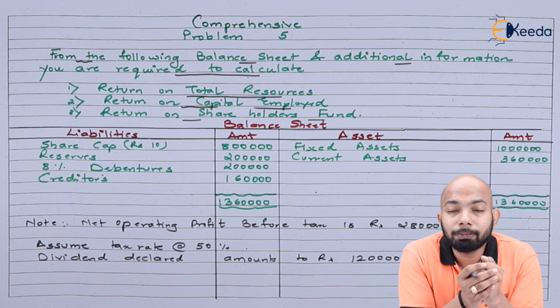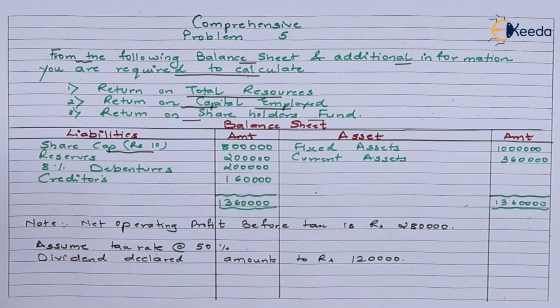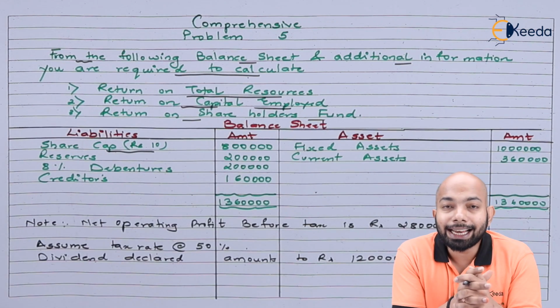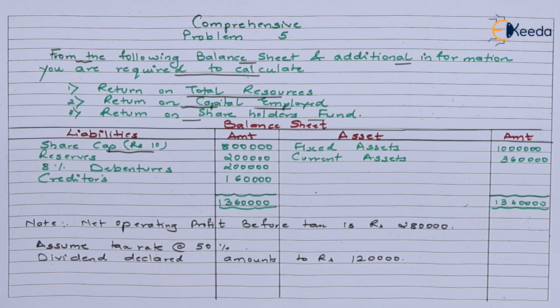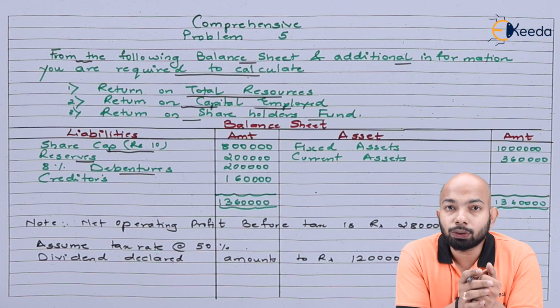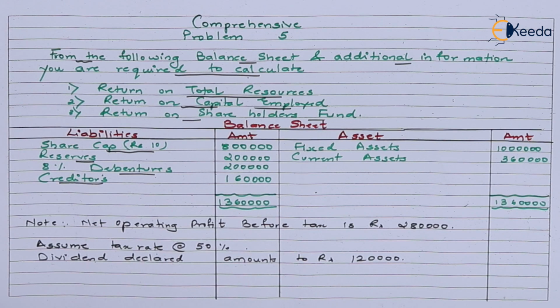Now we have the balance sheet mentioned down here. Let's figure out what we have there. Share capital is rupees 8 lakh. Value of each share is rupees 10. Reserves is rupees 2 lakh here. 8% debenture is rupees 2 lakh, which is again a long-term debt. Creditor is 1,60,000. This brings you to the total of the liability side amounting to 13,60,000.